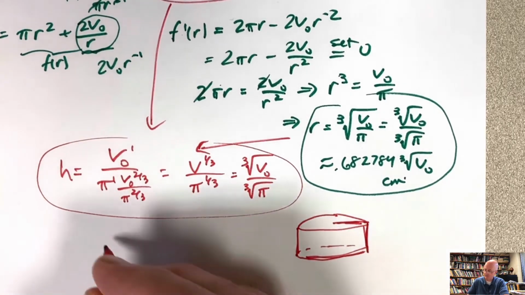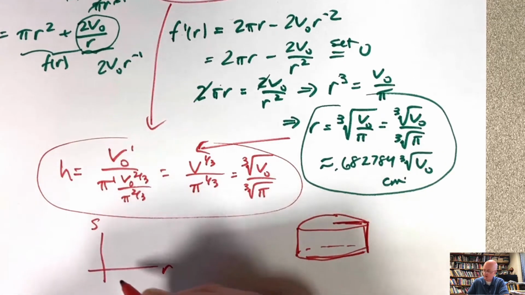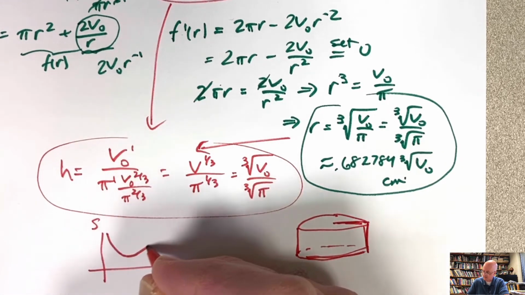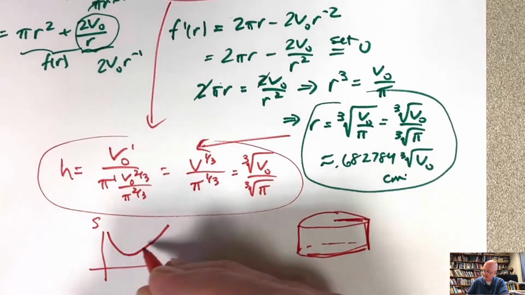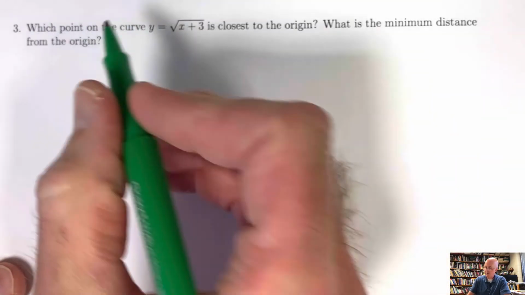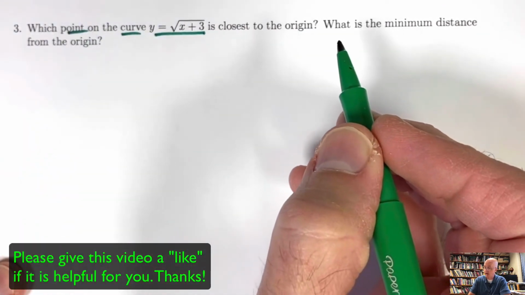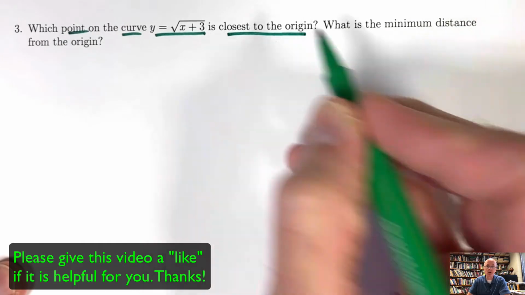And again, if you graph the surface area as a function of r, it'll be similar to what we saw on one of the other problems, but this will not have a slant asymptote, it'll have a quadratic asymptote. In problem number 3, we're after a point on a curve, in this case y equals square root of x plus 3, that is closest to the origin.